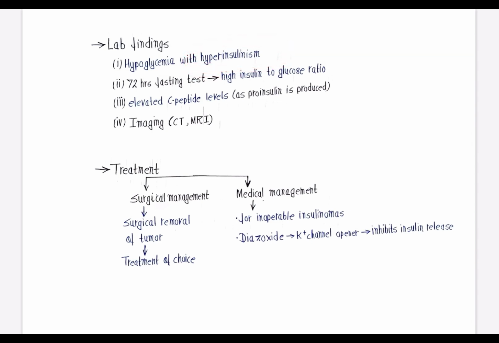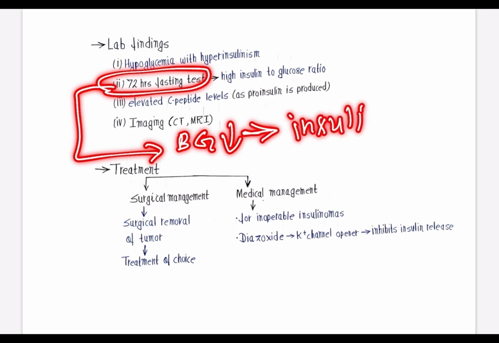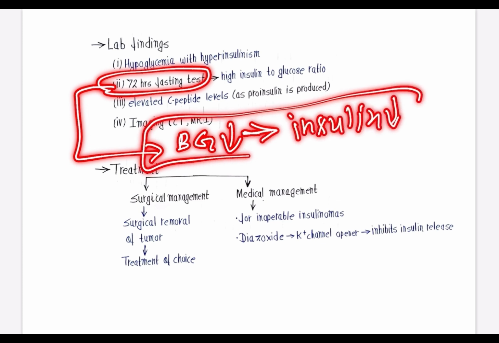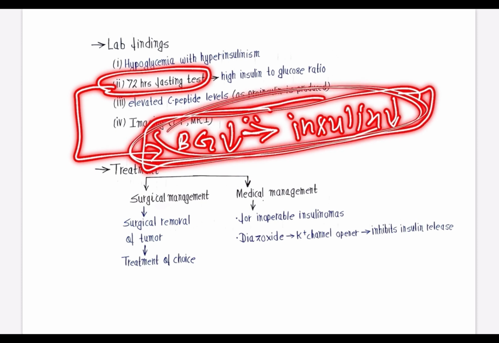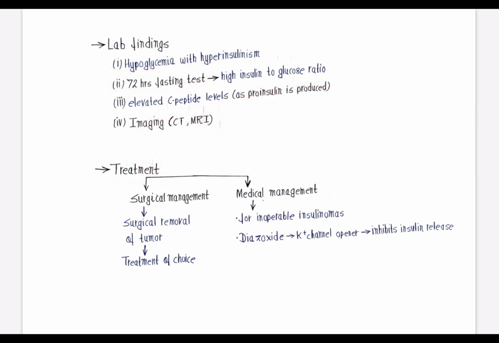And there's a test called the 72-hour fasting test, which is done to diagnose insulinoma. What happens in this test is the patient will be in a fasting state for 72 hours, and obviously after this fasting the blood glucose level of the person will fall, and in order to compensate for that low blood glucose, the level of insulin should also fall. But this does not happen in the patients of insulinoma. This is the case of a normal individual. So what happens in insulinoma is, despite low blood glucose level, the insulin level will be high, so the insulin glucose ratio will be high.